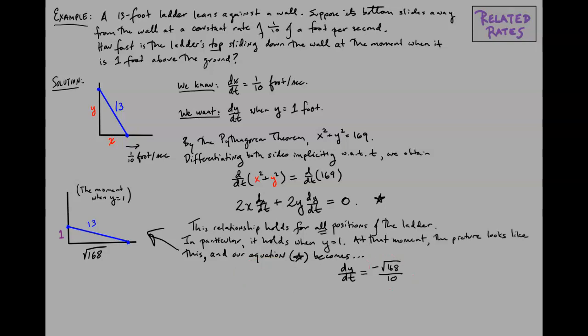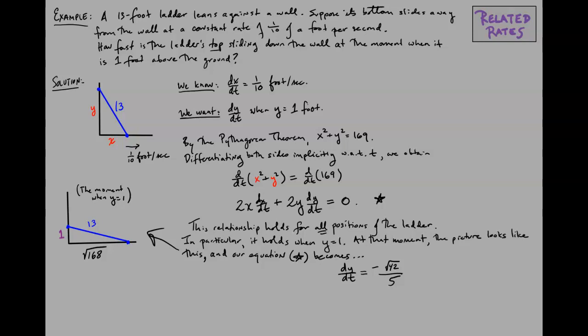We could actually simplify this a little bit, because 168 is divisible by 4. It is 4 times 42, and everybody knows that the square root of a product is the product of the square roots. And I did all of this because the square root of 4 is, of course, 2, so I can cancel a factor of 2 from top and bottom, leaving me with minus the square root of 42 over 5. Now, let's interpret this to make sure it makes sense.